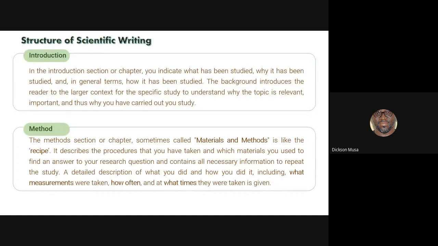For your work to be valid, the results must be reproducible if the same methods are applied using all the constants and variables you use. Another researcher should be able to arrive at the same result you arrived at. So the method section is very important. It has to be detailed. It is a detailed description of what you did, how you did it, including what measurements were taken, how often the measurements were taken, and at what times those measurements were taken. These are important things that must come in the method section.